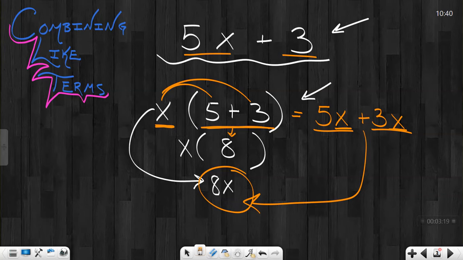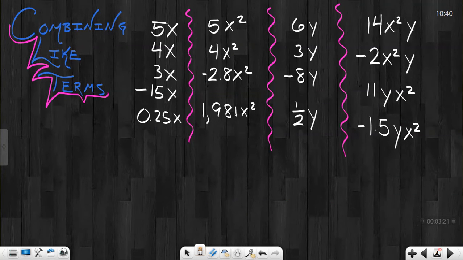So what do you really need to know right now in order to do this skill? Well, you need to be able to identify like terms. And to do that, you need to notice that every term, every piece of the equation separated by addition or subtraction, has the exact same variables and exponents on those variables. All right? Or they're all being multiplied by the exact same item, as we'll see in the next one here.